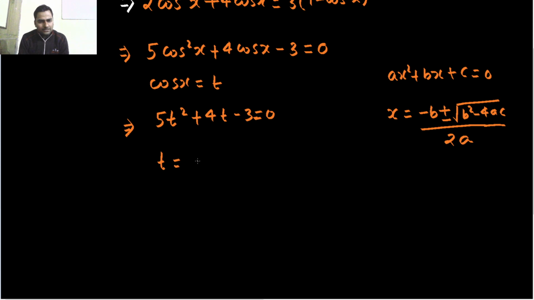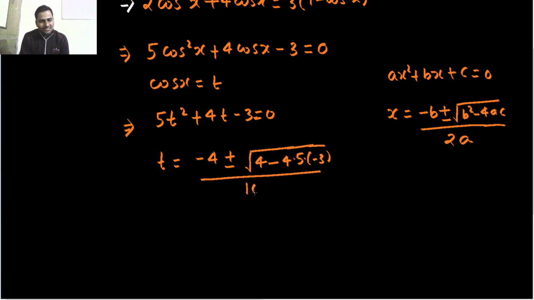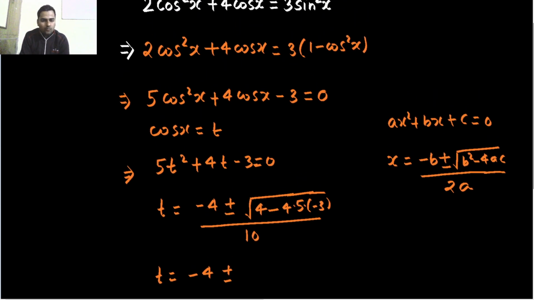So here t will be minus 4 plus minus under root b square minus 4ac by 2a, simply 10. Minus 4 plus minus, this is for 5 into 4 is 20 into 3, 60. I will have to check this out once again. Let's see. 2 cos square x plus 4 cos x, 3 times 1 minus cos square x. So minus 3 cos square x. Got that to the other side. So this became 5 cos square x plus 4 cos x minus 3. Fine.